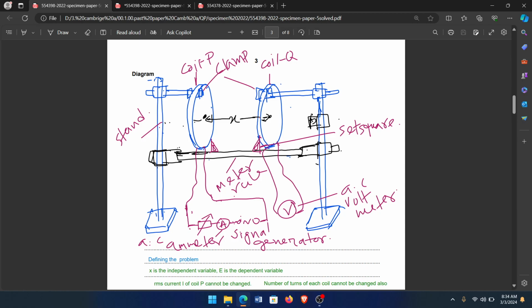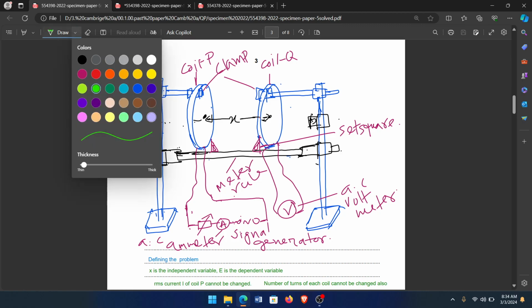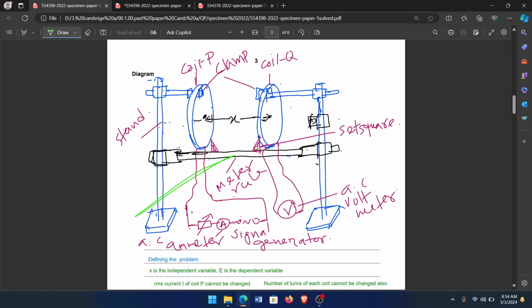So in that case, this is coil P. Look at the picture. Coil P and coil Q, both of them are supported by two stands. A meter rule is placed here. You see, this is the meter rule. Then a variable resistor and ammeter are there.